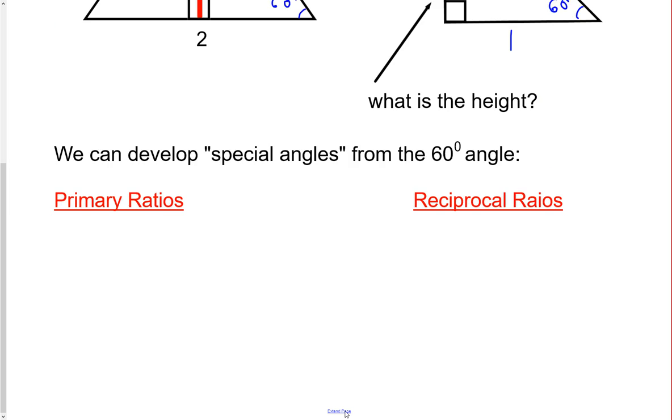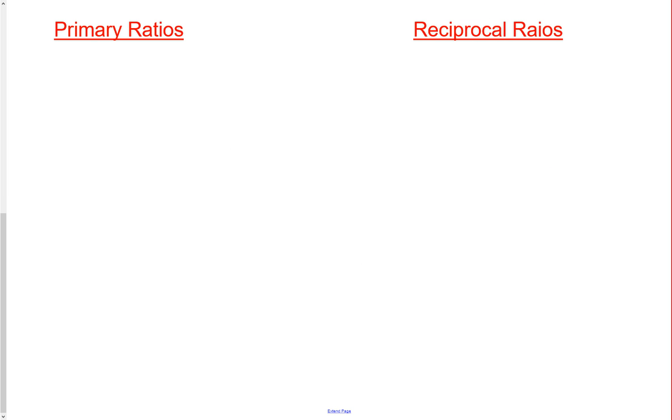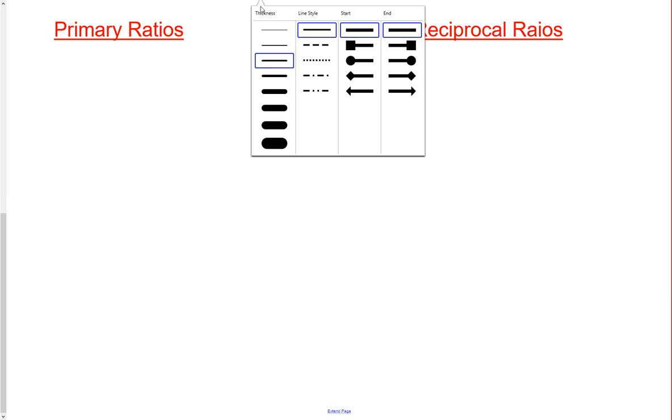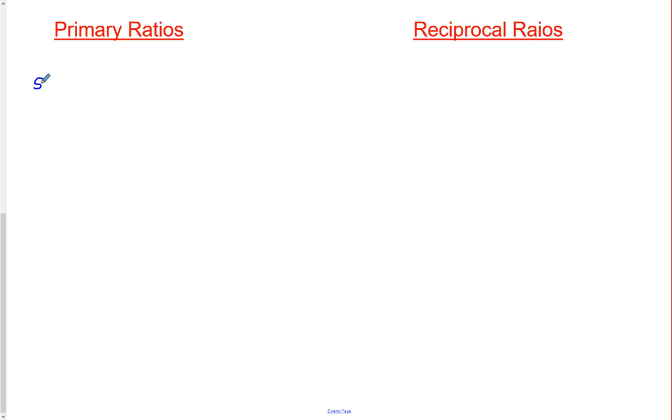Okay, so I'm going to extend my page a little bit here. And let's get this done. Let's start with sine of the 60-degree angle. Let's also do the cos of the 60-degree angle. And let's do the tan of the 60-degree angle.